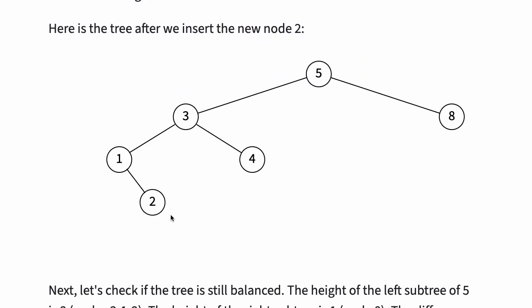Here's the tree after we insert the new node 2. Next, let's check if the tree is still balanced. The height of the left subtree of 5 is 3. The height of the right subtree is 1. The difference is 3 minus 1, which is 2. And 2 is greater than 1, so the tree is not balanced.